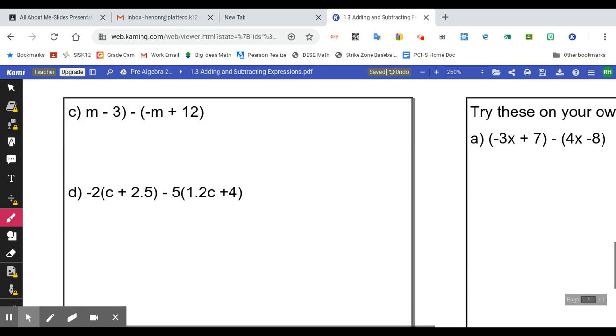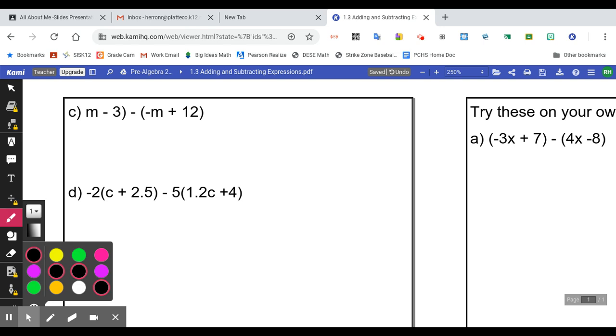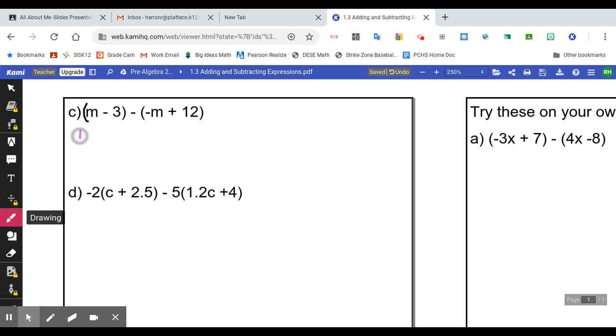Going down here, a couple more. All right. Oh, this is missing a parenthesis, it looks like. Sorry about that. So let's put that back in here. There's your parenthesis. Okay. So for this one, same thing. First set stays exactly the same. Second set, -1 is distributed. So -m becomes +m, +12 becomes -12, and we combine like terms. m and m makes 2m, -3 and -12 make -15. And there's your answer.